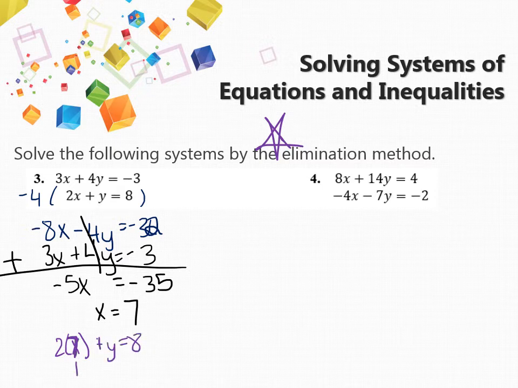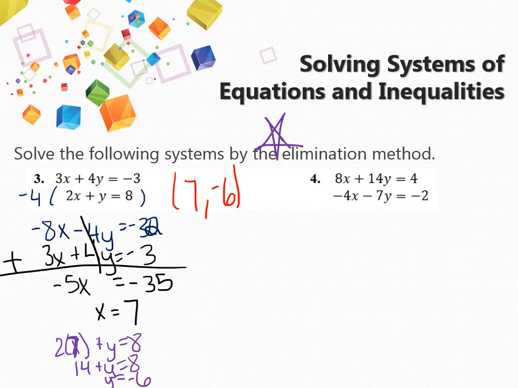All right, 2 times 7 is 14. I'm going to minus that 14 to the other side, and I'm going to arrive at negative 6. So I need to write my answer very specifically, x, comma, y.